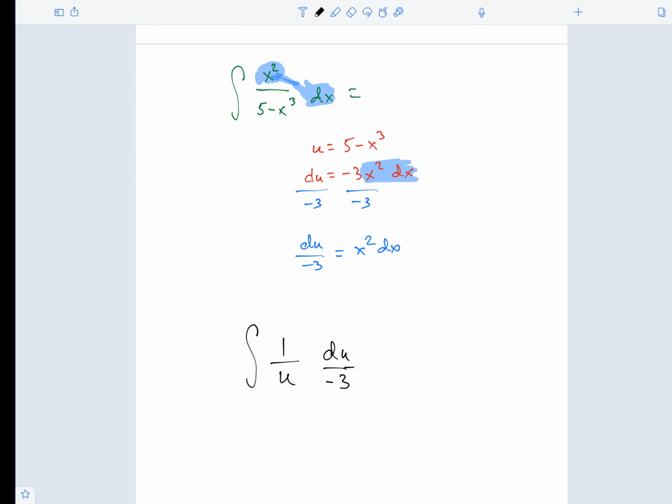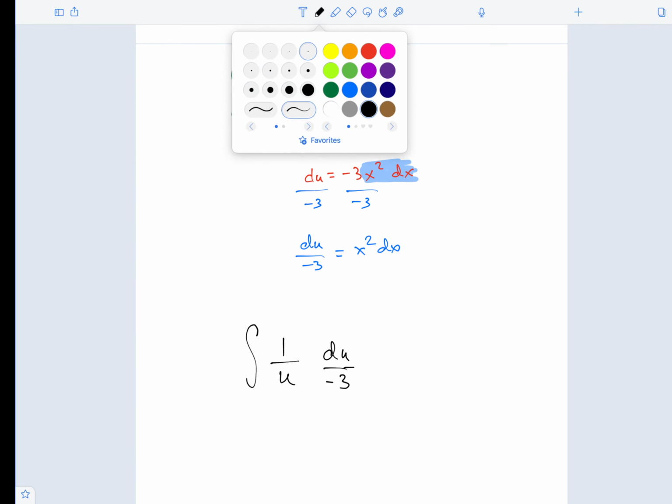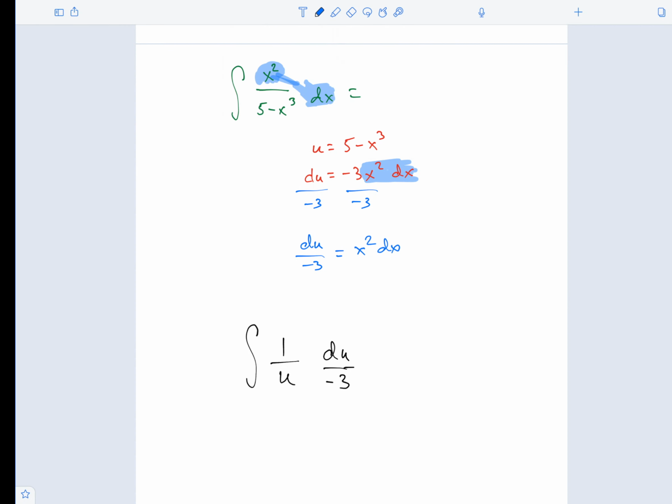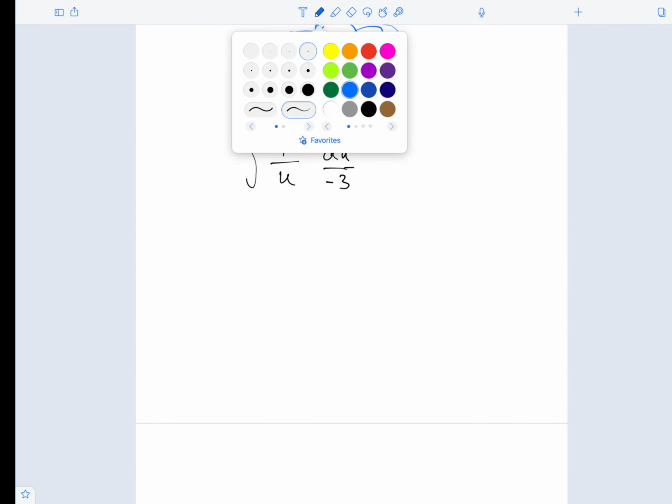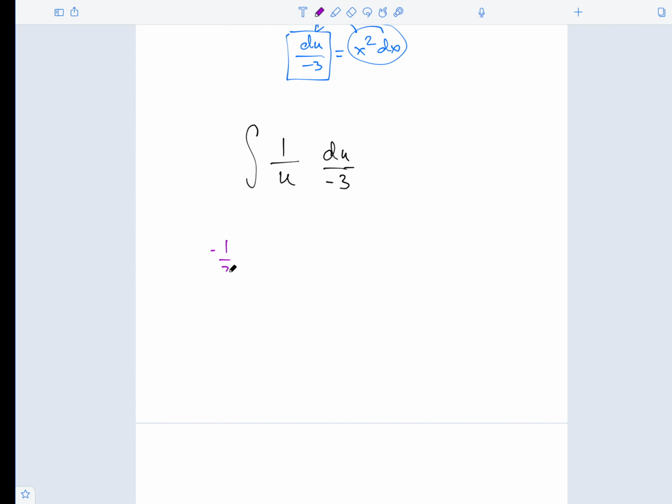Now, just to be super clear here, what I'm doing is taking x squared dx, right, and we're replacing it. Actually, let me write it here. We're taking x squared dx and we're replacing it with du over negative 3. So this x squared dx is becoming du over negative 3. Okay? So from here, what I can do is go ahead and factor out the negative 1/3. So I'm left with this.